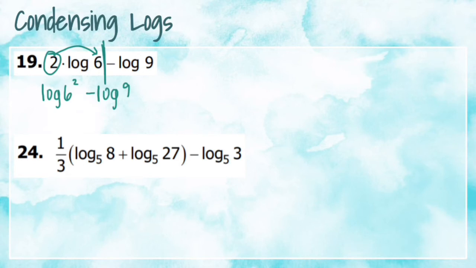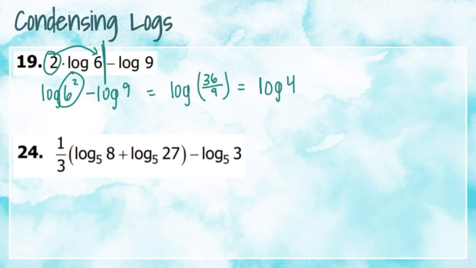Well, now we just have log minus log, and that is going to give us division. So this is equal to log of, let's go ahead and square the 6 to get 36 divided by 9, which is just log of 4.